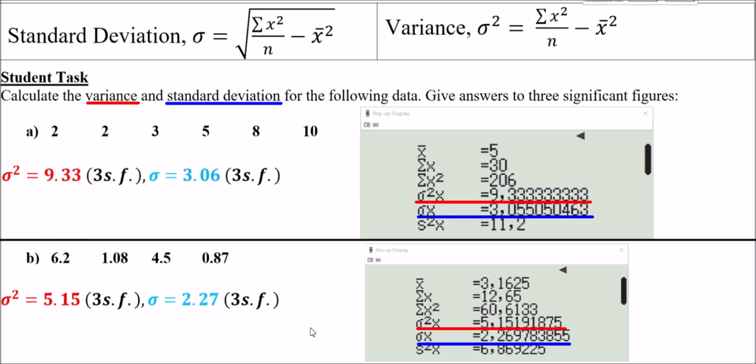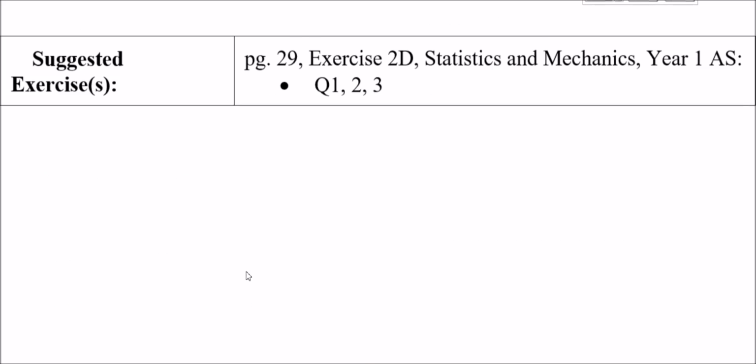So now it's over to you lot to try some questions on your own. So if you could try these questions, just 1, 2 and 3 from exercise 2D in the Stats and Mechanics book for year 1. Let me know if you're getting stuck. Check the answers in the back of the book, or if you can't access me that way, do drop me an email or leave me a comment in the comments section of this video.